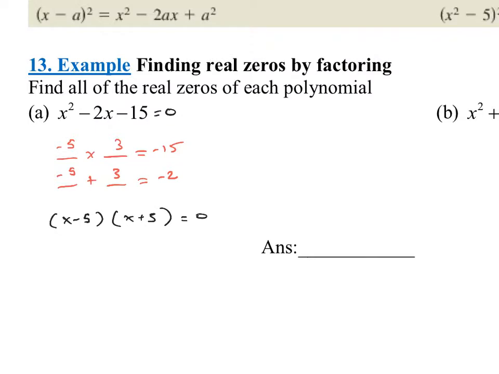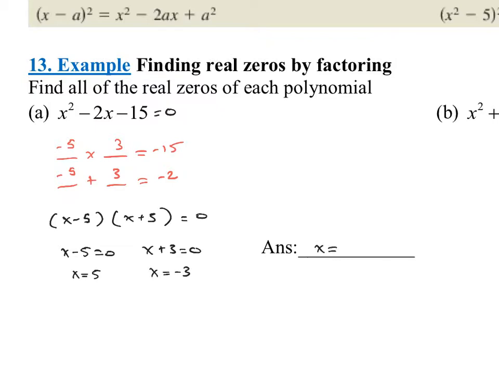Of course, I could take a quick second and FOIL that out to make sure I factored it properly. And then we use the zero product rule. Two things multiply to be 0 if and only if the first equals 0 or the second equals 0 or both. Solve those, add 5 to both sides, I'd have x equals 5. Subtract 3 from both sides, I'd have x equals negative 3.